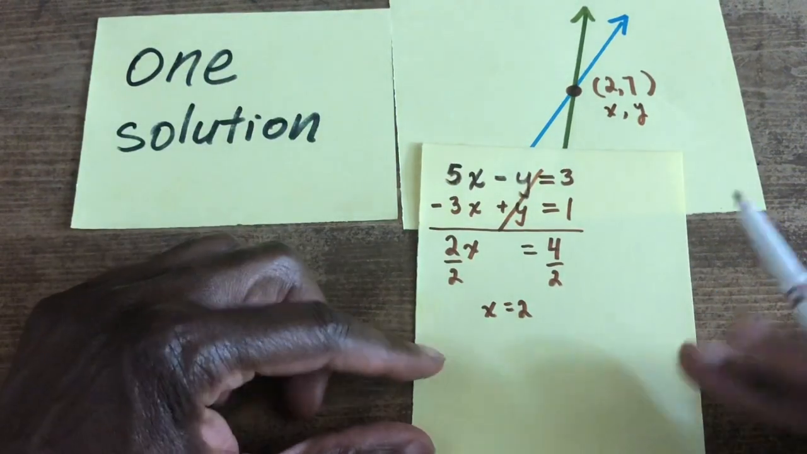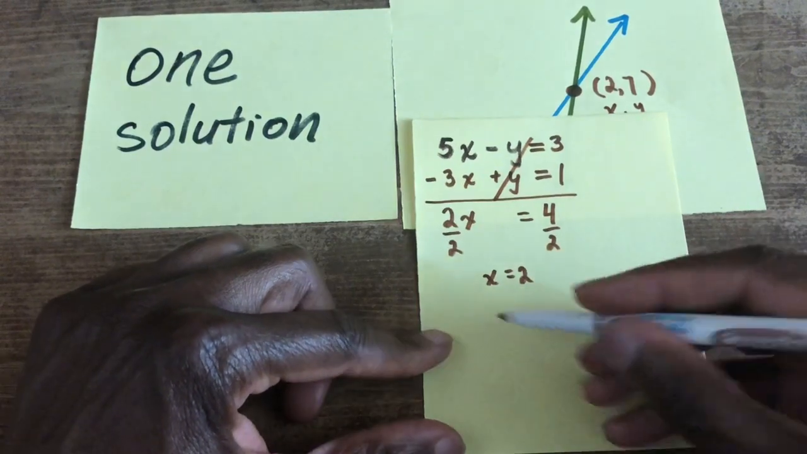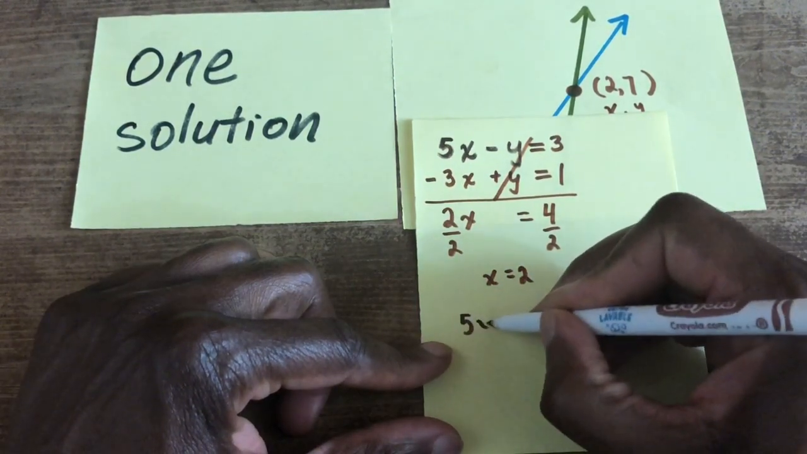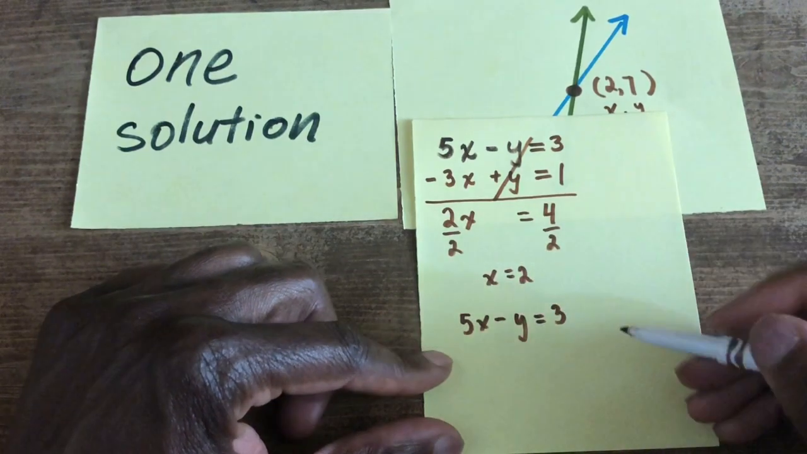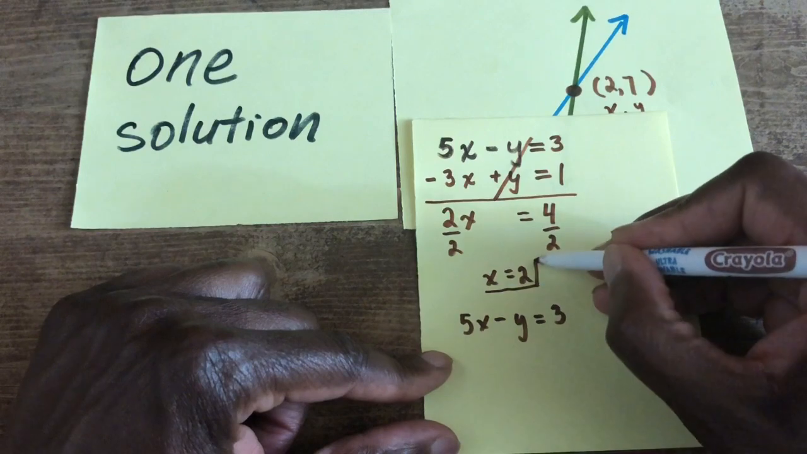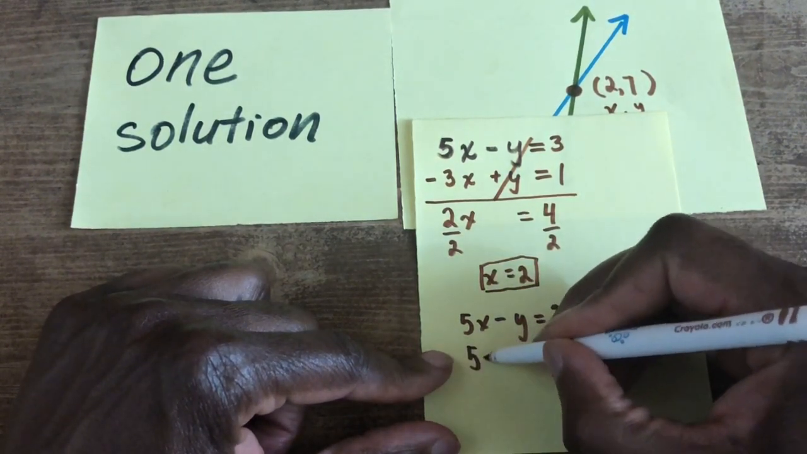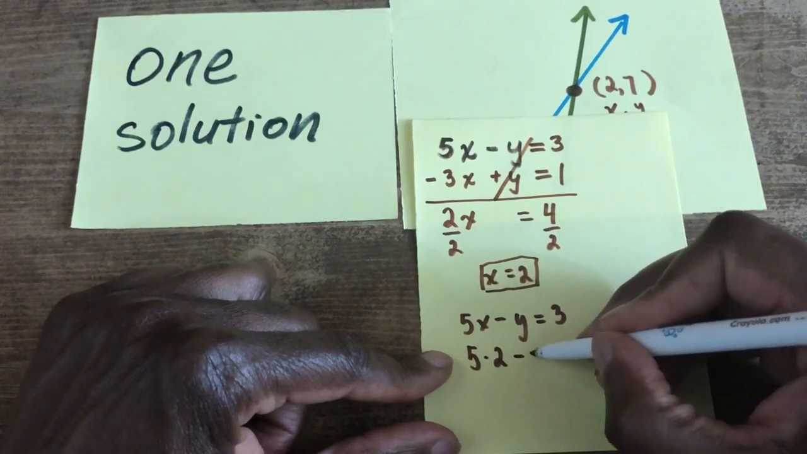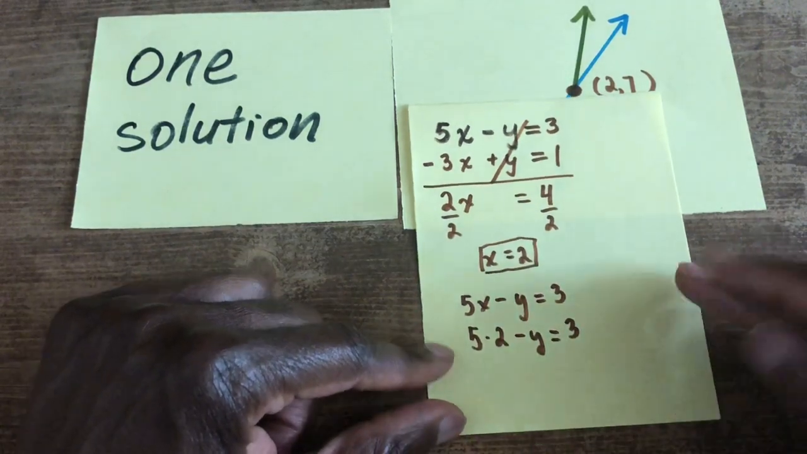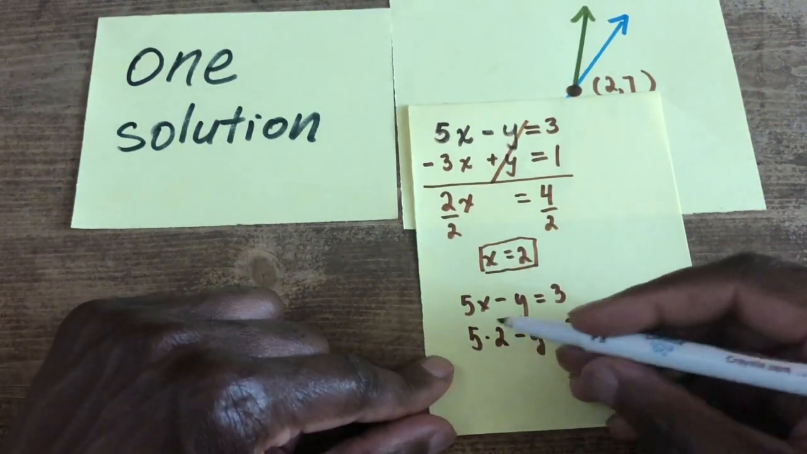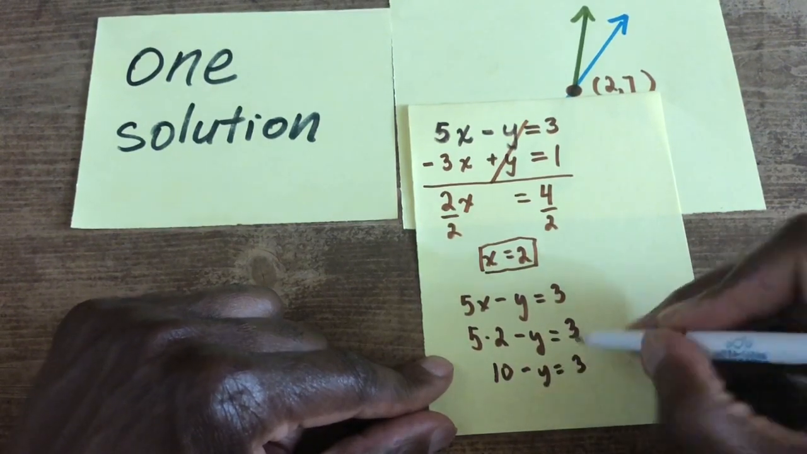You take any one of the equations. I'm just going to take the top one, 5x minus y is equal to 3. I'm substituting x is equal to 2 into this equation, so it becomes 5 times 2 minus y is equal to 3. Now if I do the math, 5 times 2 is 10, so 10 minus y is equal to 3.